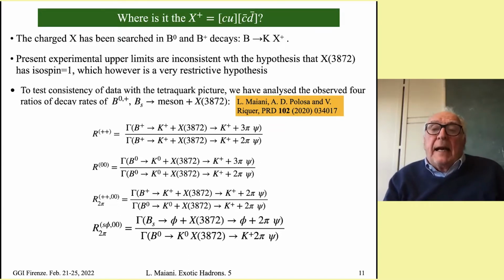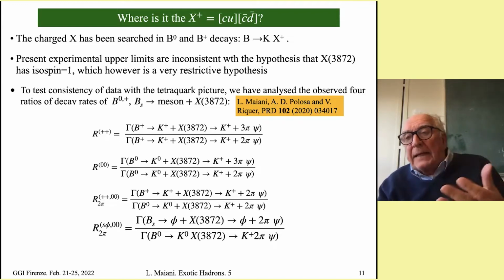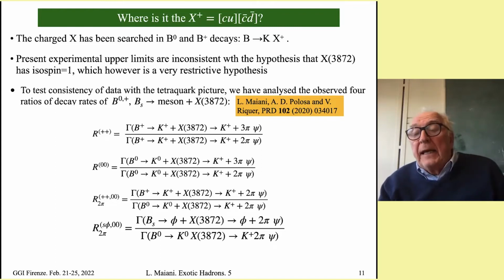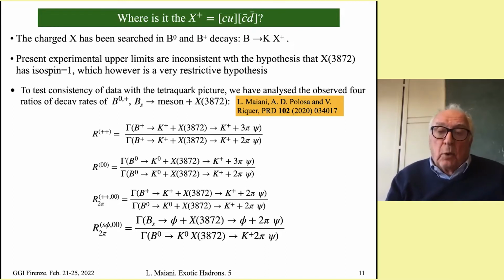So we made an analysis of all these decays that have been seen, in which in the B decays you see B decaying in K plus X neutral or charged, to see which could be a limit to the branching ratio of B into K X plus. This is what we would like to have. And to do that, we have analyzed, as you will see, these decays.